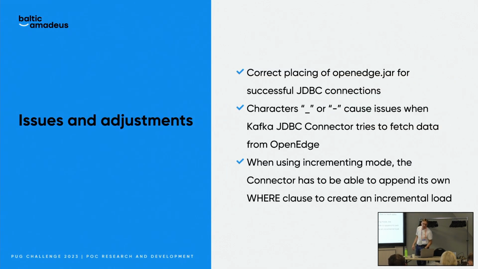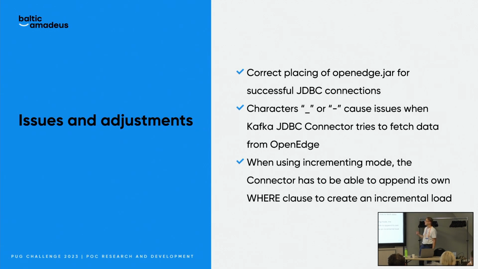Now, of course, nothing is perfect even with this solution, but these are pretty small things which we found our way of working out. So as one of the things, the correct placing of the OpenEdge jar file, without which the JDBC connections would not work. So we had to place the OpenEdge jar file in a very specific location. Otherwise, the Confluent Kafka would get really mad, and it wouldn't work at all.